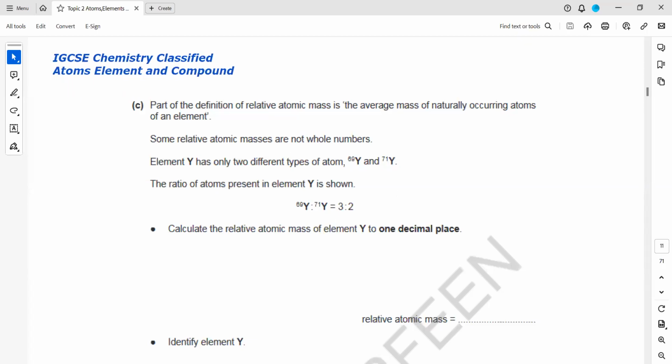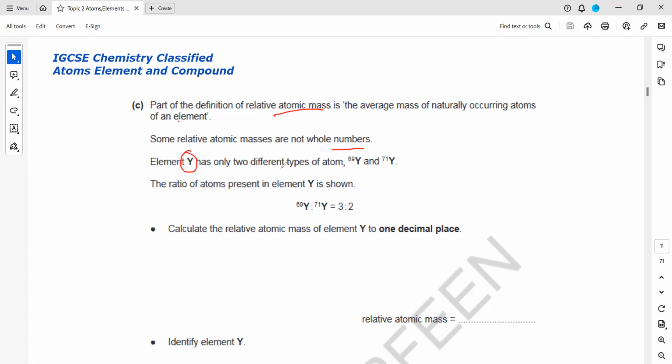So this is topic 2, which is related to atoms, elements, compounds, and bonding as well, like different types of bonding. The definition of relative atomic mass is the average mass of naturally occurring atoms of an element. Some relative atomic masses are not whole numbers.